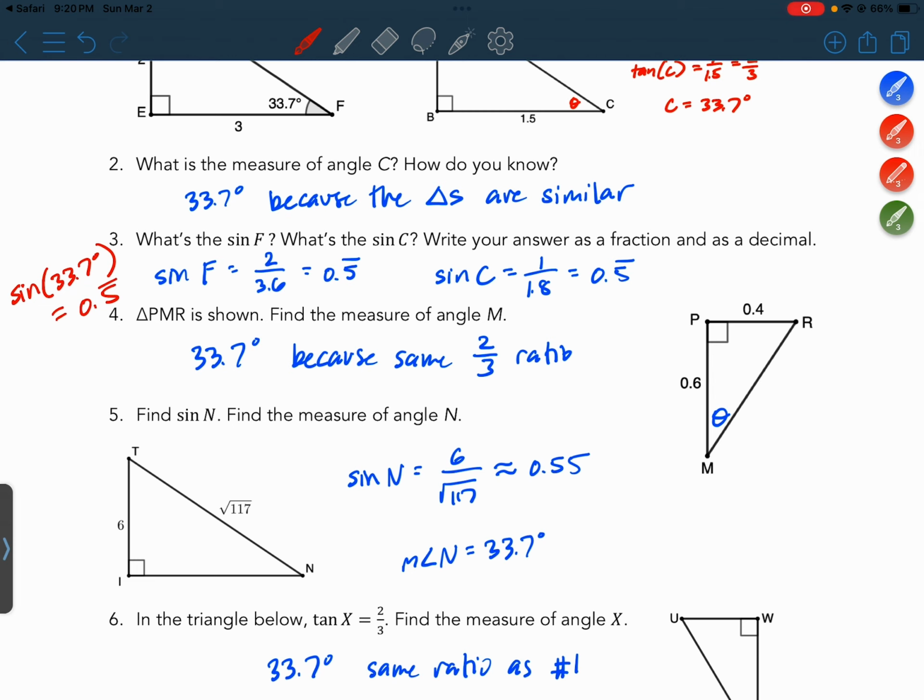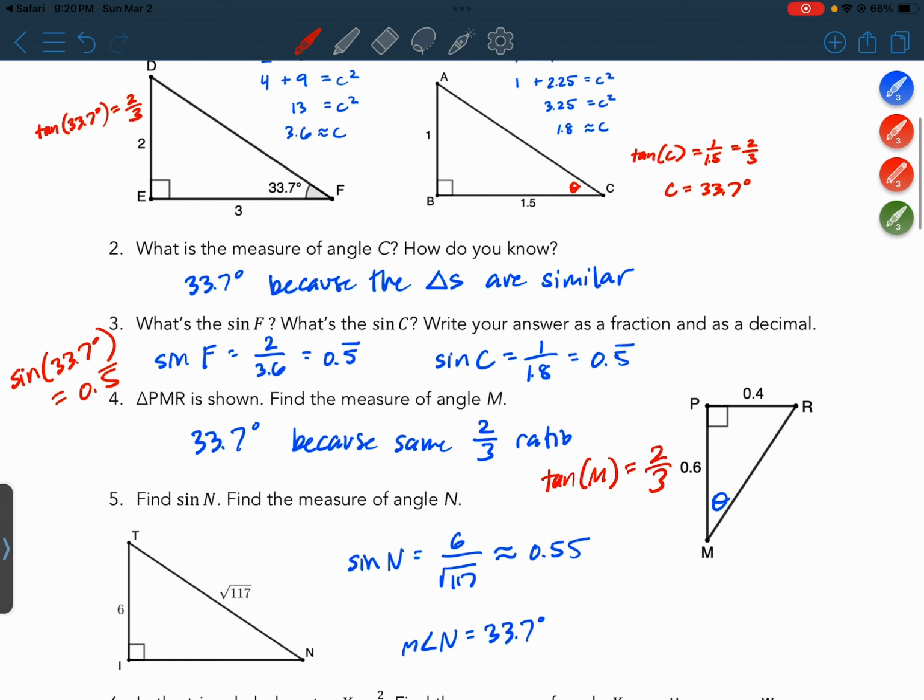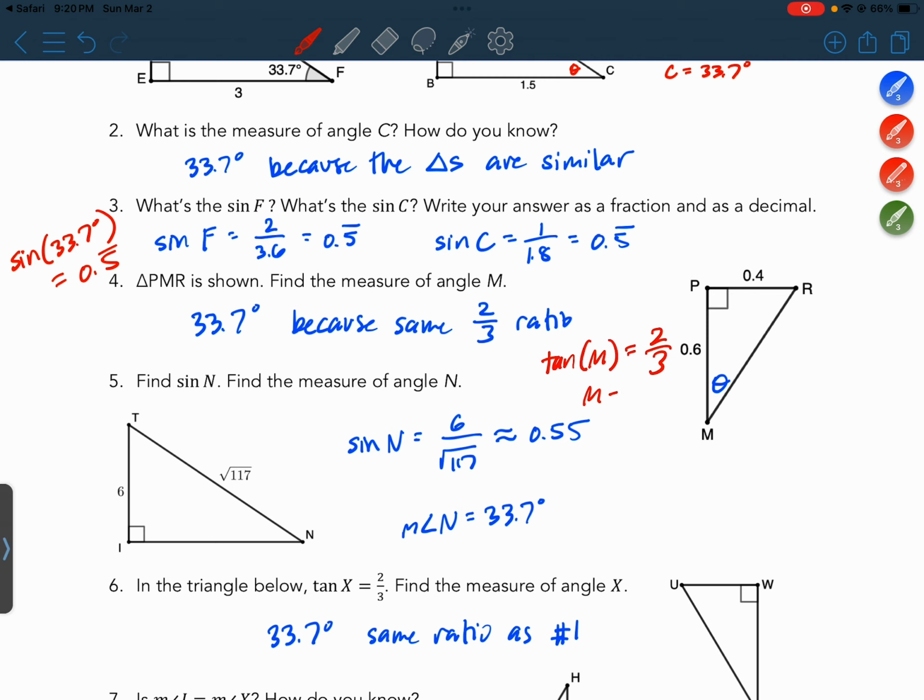All right, question number 4. Let's see, so we're looking at angle M here. And we can see that its tangent ratio would simplify to 2/3, right? 0.4 over 0.6 would also be 2/3. So we could write the tangent ratio for this mystery angle M is 2/3, which, hey, we've seen that ratio before. And because we've seen that ratio before, we know what angle we should expect to see, 33.7 degrees. So we could then argue that M must be the same angle as the previous triangles because it has the same tangent ratio.